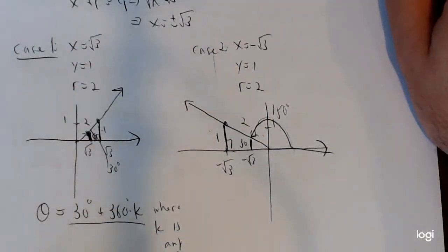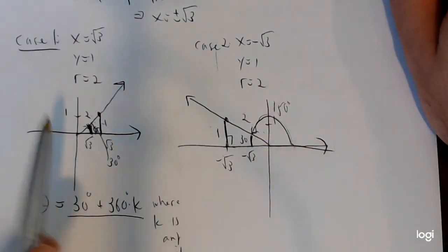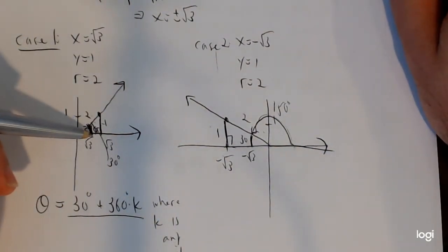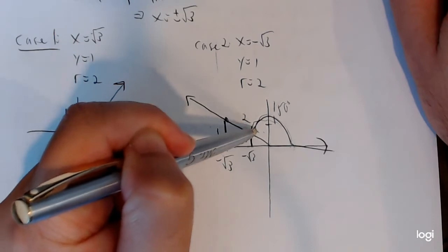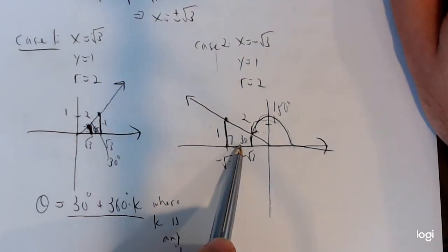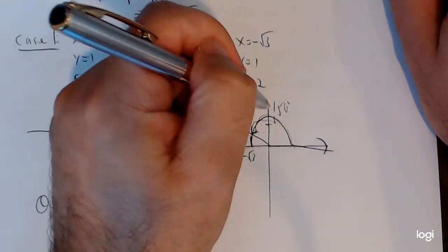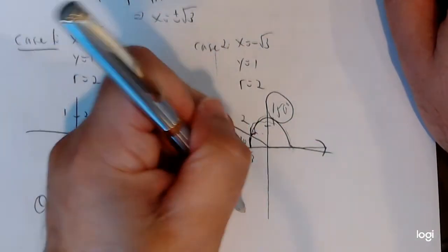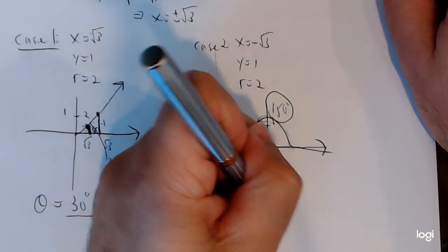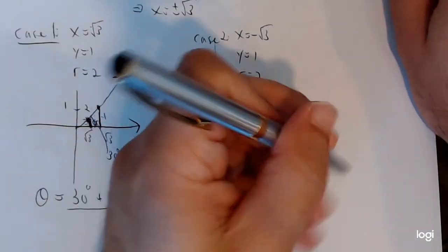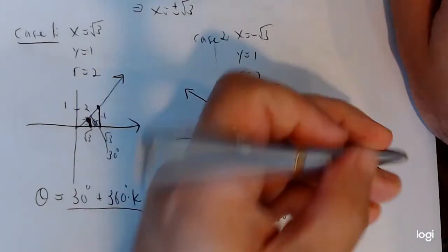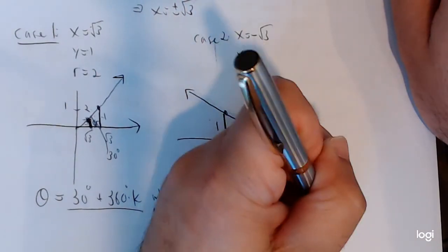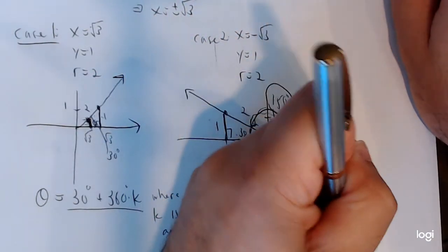So notice, going back here, the angle that starts from the initial side, the x-axis, and goes to the terminal side is the same as the reference angle. But over here, the angle that starts from the initial side and goes to the terminal side is not the same as the reference angle. So I use the reference angle to help me find that angle. So theta is 150 degrees, and once again, since we have no restrictions, plus 360 times k, where k is any integer.